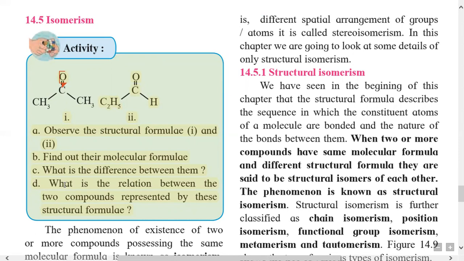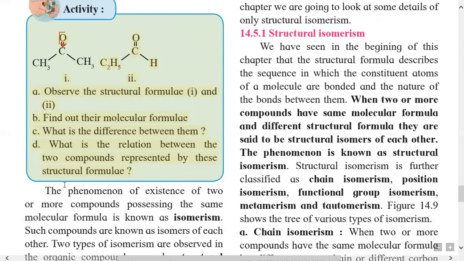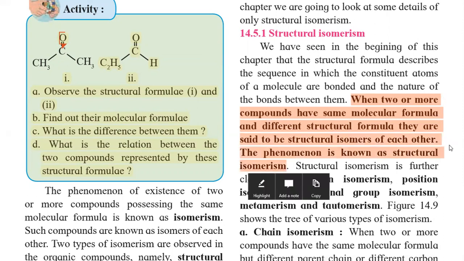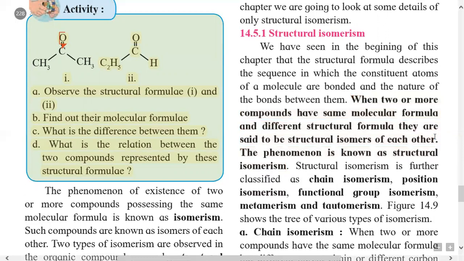We had already studied what structural isomerism is. Structural isomerism means that when two or more compounds have the same molecular formula and different structural formulae, they are structural isomers, and this phenomenon is known as structural isomerism.